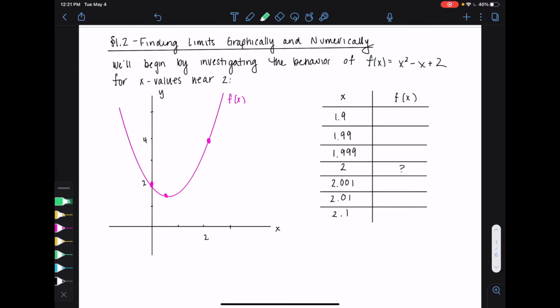So this is a nice parabola. You could find the vertex. You could do all that fun jazz. If you plug in 0, that would give you 0 squared minus 0 plus 2. So you go through positive 2. If you plugged in 2 itself, that would be 2 squared minus 2 plus 2. So your output would be 4, giving you this parabola. So what I want to do is investigate the behavior around 2. What happens at 2 itself, I don't care. I want to know nearby 2.